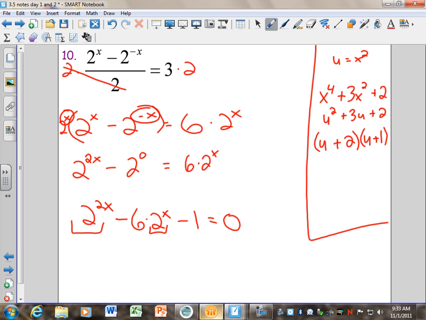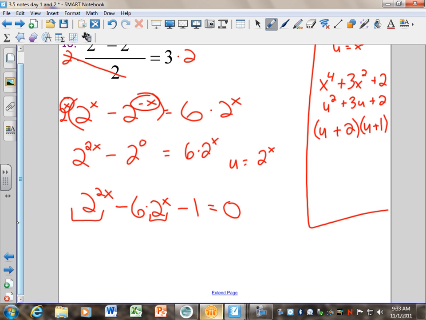2 to the x. So if we wanted to do u substitution here, if u equals 2 to the x, think about this. You could separate this as 2 to the x all squared. That's the same as 2 to the 2x. So you could substitute in here u squared minus 6u minus 1 equals 0. Kind of sort of with me on that?